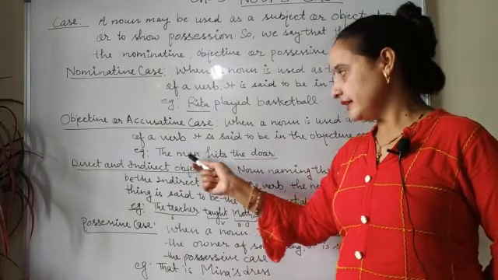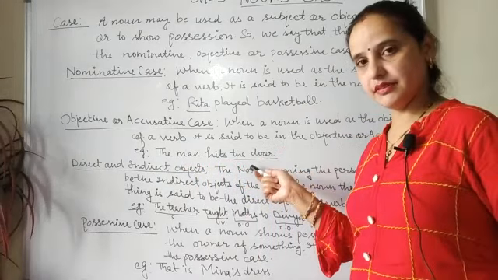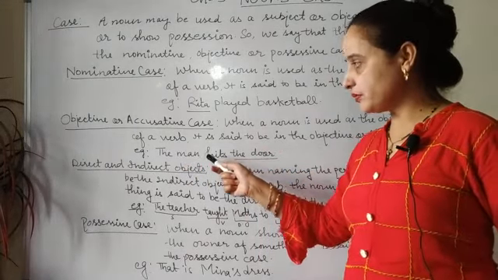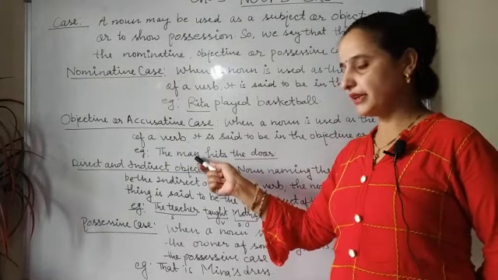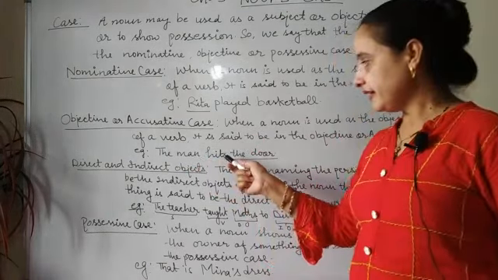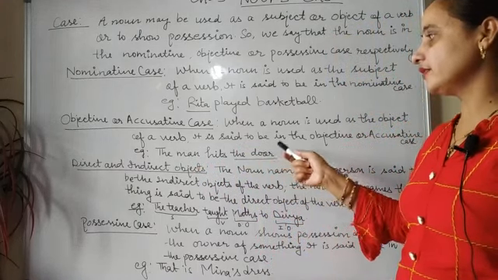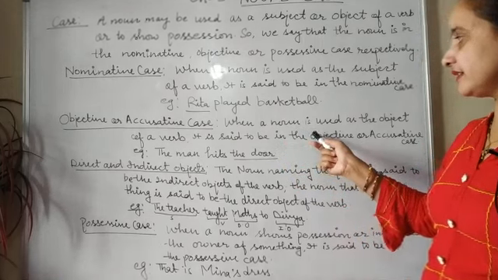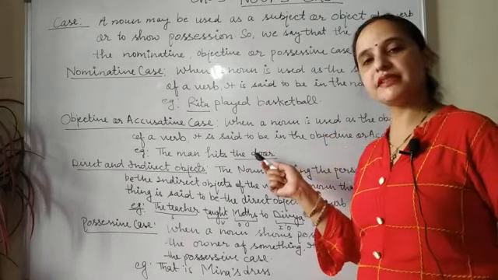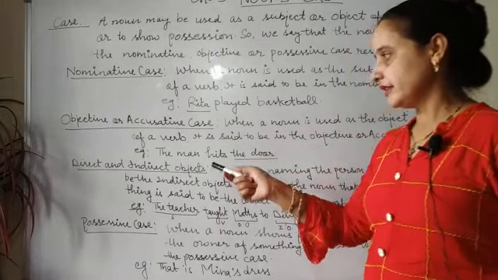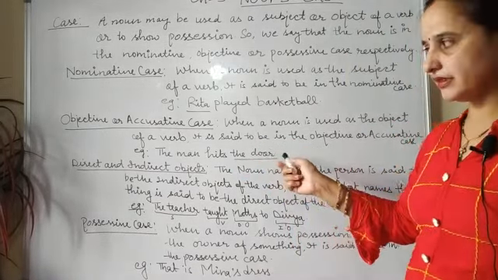The man hits the door. I have underlined here the door. The door is the object of this verb. The man is the subject, hits is the verb, and the door is the object of the verb. In the definition, it is written, when a noun is used as the object of a verb. So, the door is the object of the verb.